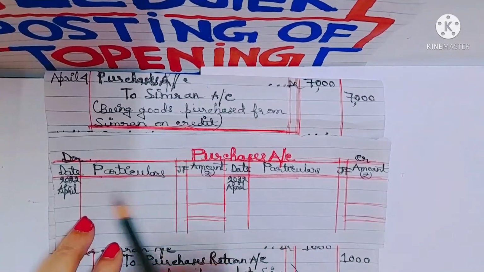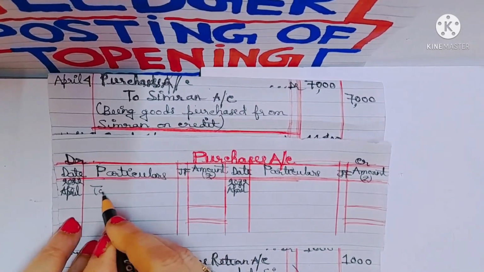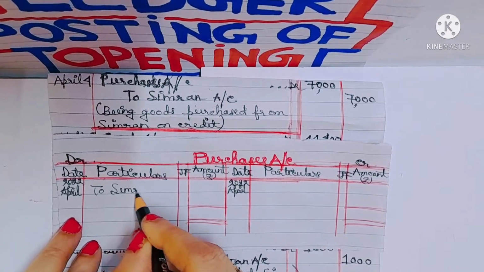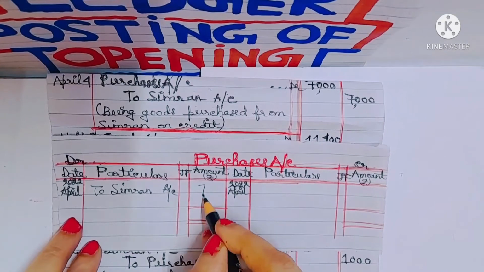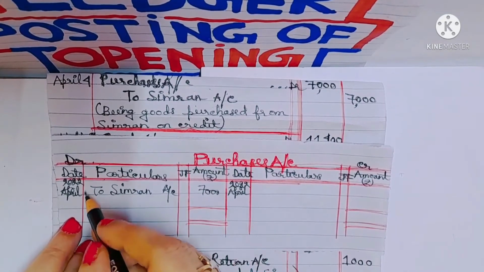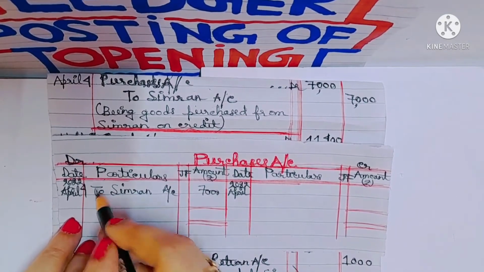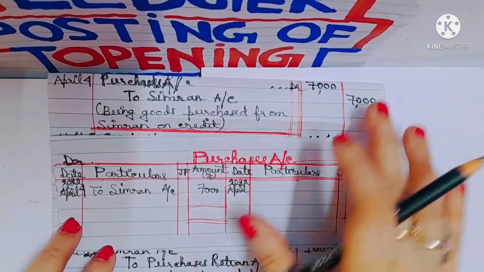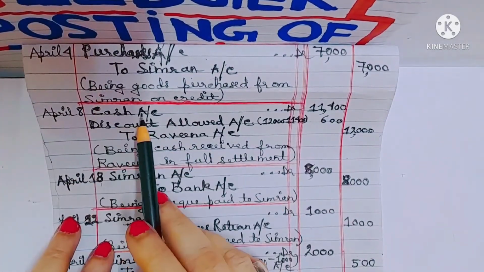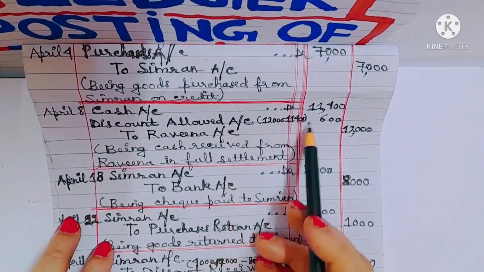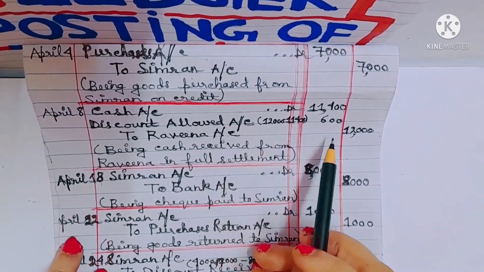Let's do it. So we'll write to Simran account. How much? 7,000. What is the date? 4th April. Understood? Now let's see the next transaction. Now see, on 8th April, cash account debit, discount allowed account debit to revenue account credit.